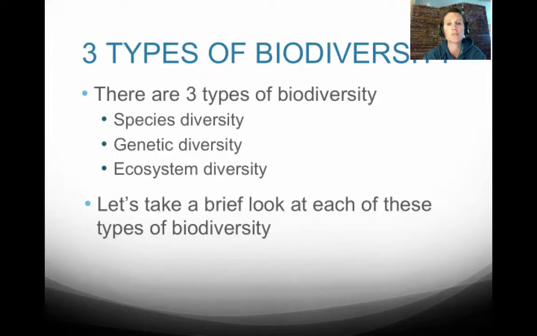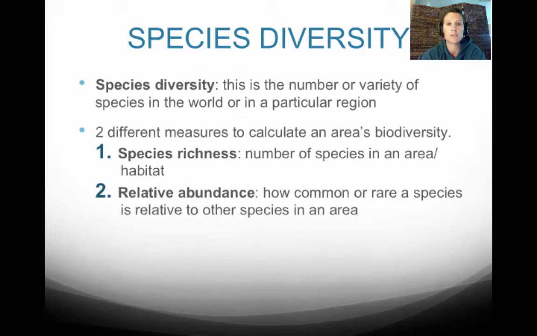So basically there are 3 different ways that we discuss or talk about biodiversity. There are species diversity, there's genetic diversity, and there's ecosystem diversity. So let's just take a minute to go over the different levels here. Now the first one that's most common, especially in ecology, is species diversity, and this is basically the number or the variety of species in the world or in the particular region or area that you are studying.